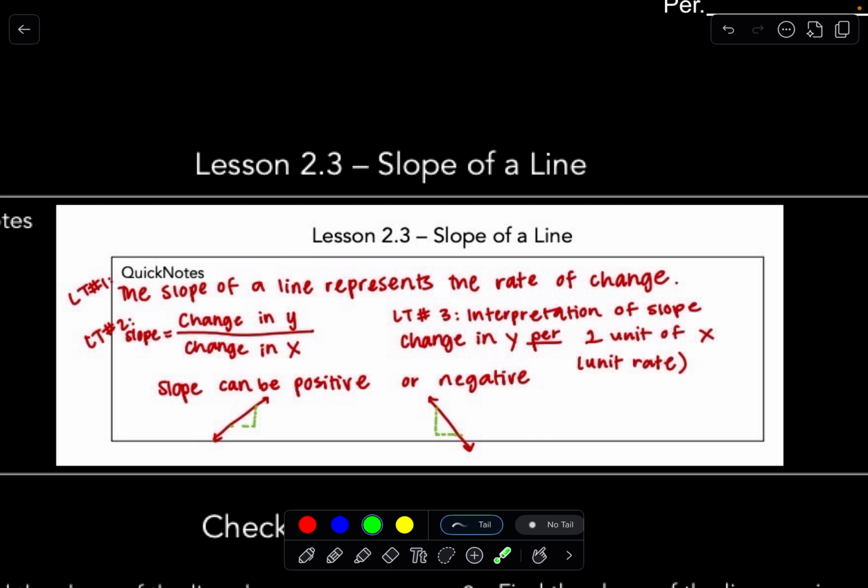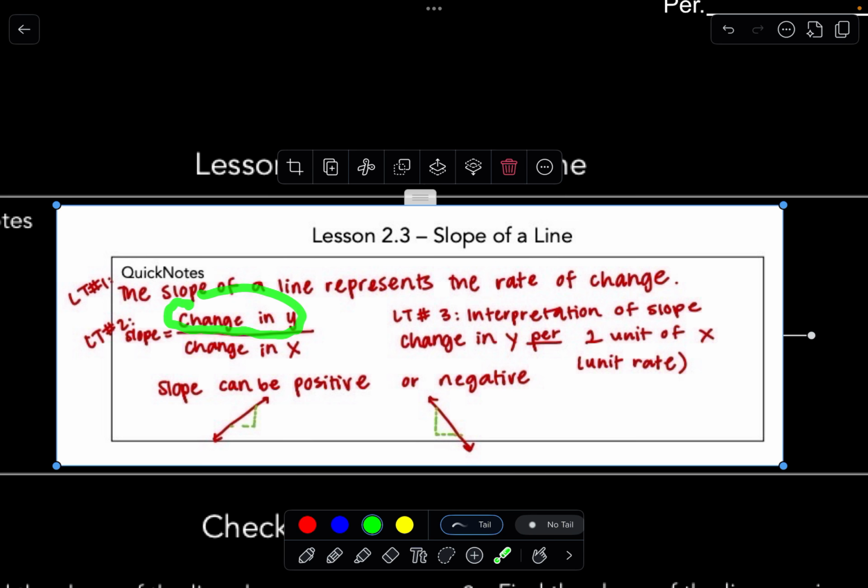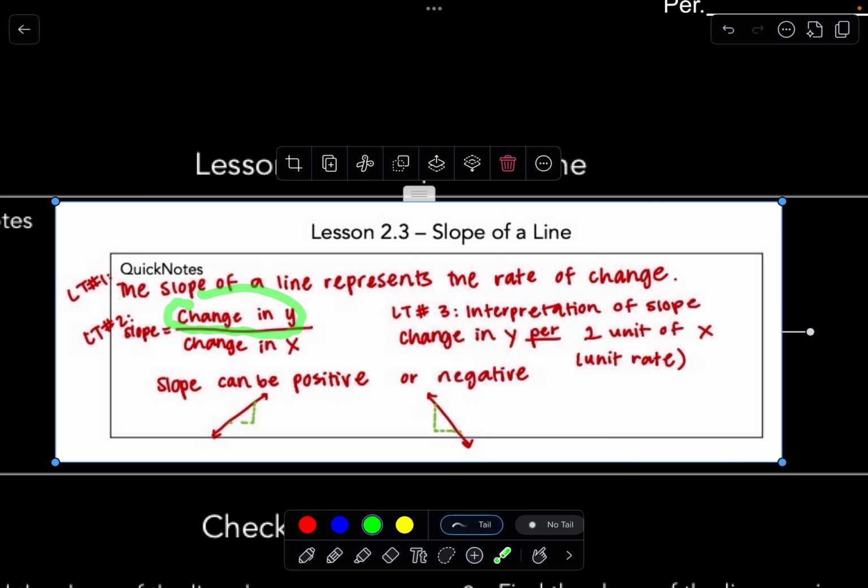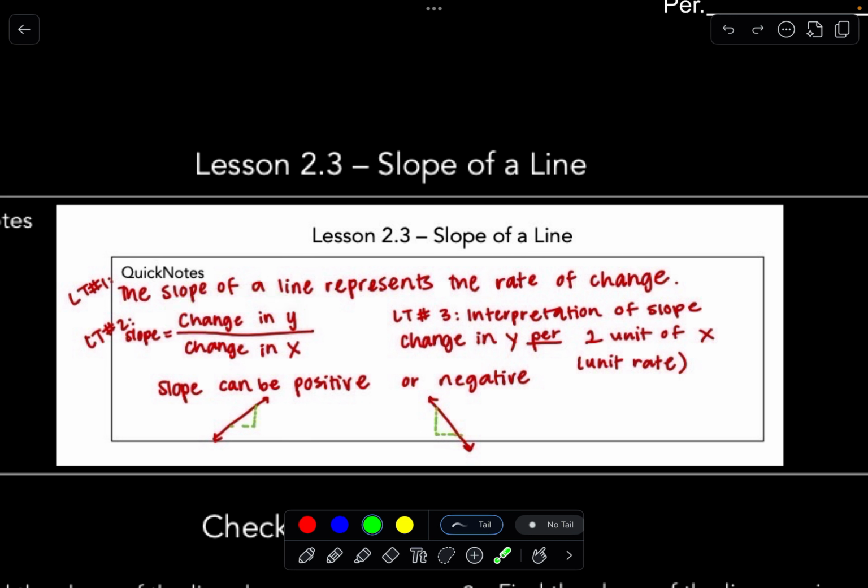All right. Learning target number 1. The slope of a line represents the rate of change. Okay. And you saw that because it's the change in y over the change in x.